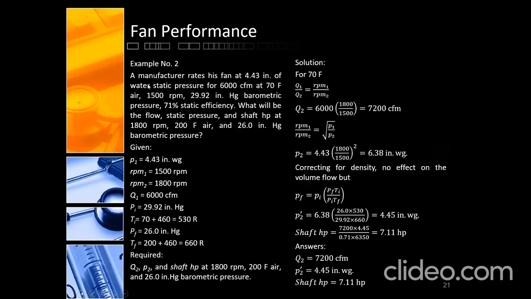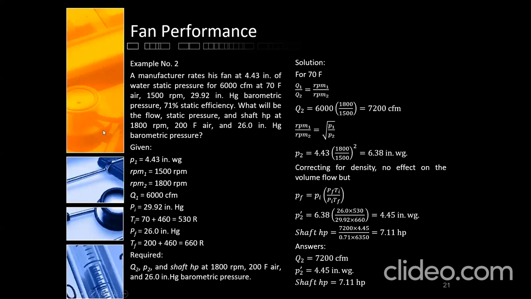So example number 2. A manufacturer rates his fan at 4.43 inches of water static pressure, 6,000 CFM at 70 Fahrenheit air, rated at 1,500 RPM, 29.92 inch mercury barometric pressure, 71% efficiency. What will be the flow, static pressure, and shaft horsepower at 1,800 RPM, 300 Fahrenheit air, and 26 inch mercury barometric pressure? Okay. Kasi yung testing, siyempre, hindi naman doon sa lugar rin binigyan ng rating sa lugar ng actual na installan.